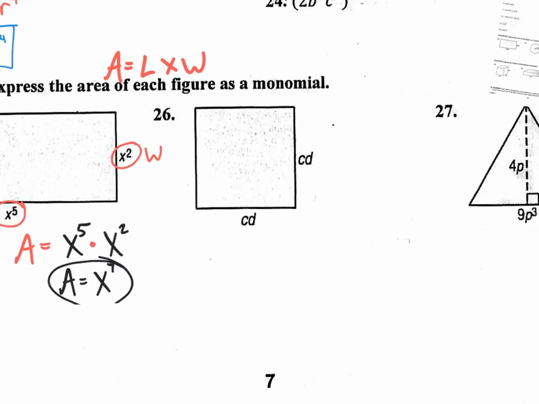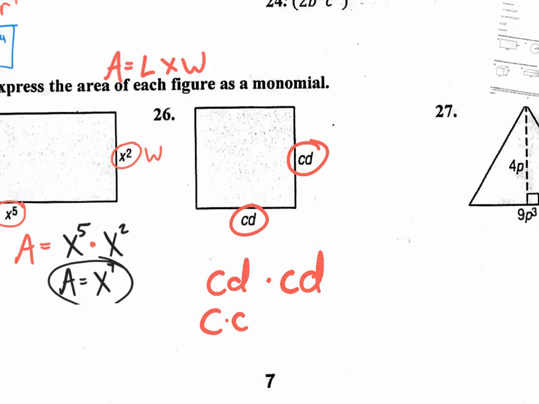Likewise, 26. In this case, you have to do this base times this height, or that length times that width. Either way, you're going to have c times d times c times d. So it's really c times d, which is really c squared d squared. So the area right here is c squared d squared.